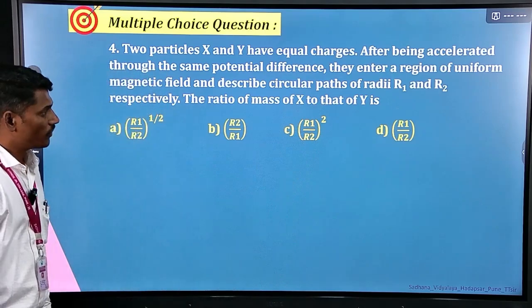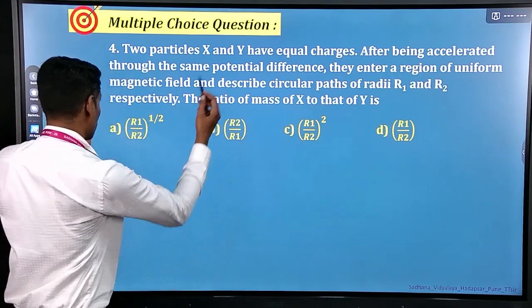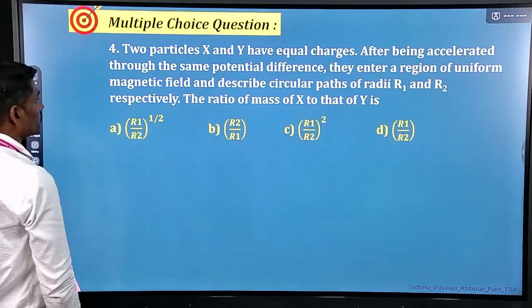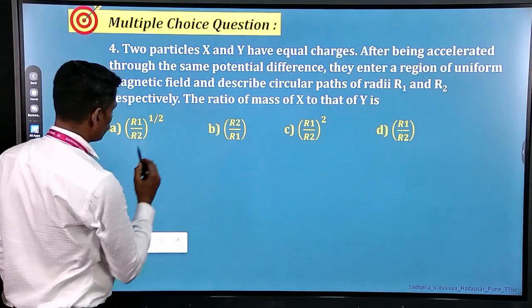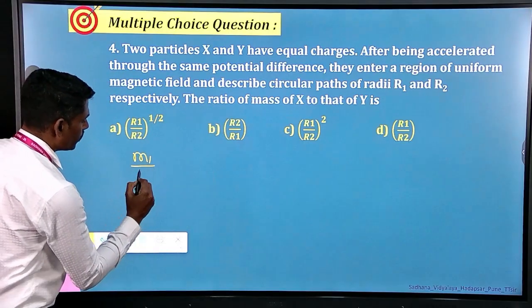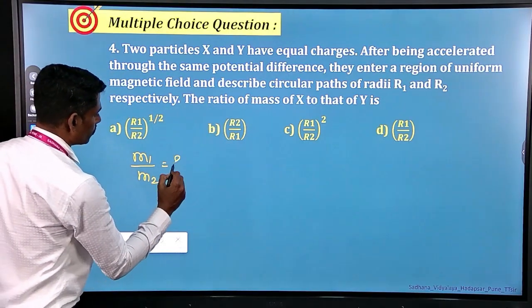Here we have to find out, suppose the masses of these charged particles are m1 and m2. We have to find out m1 upon m2 is equal to how much.